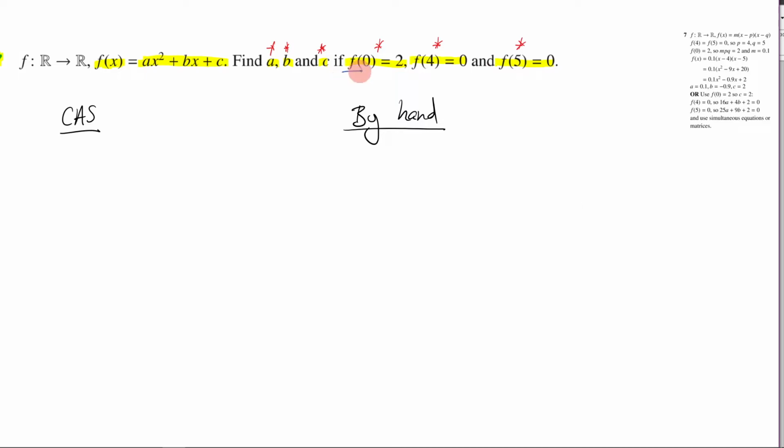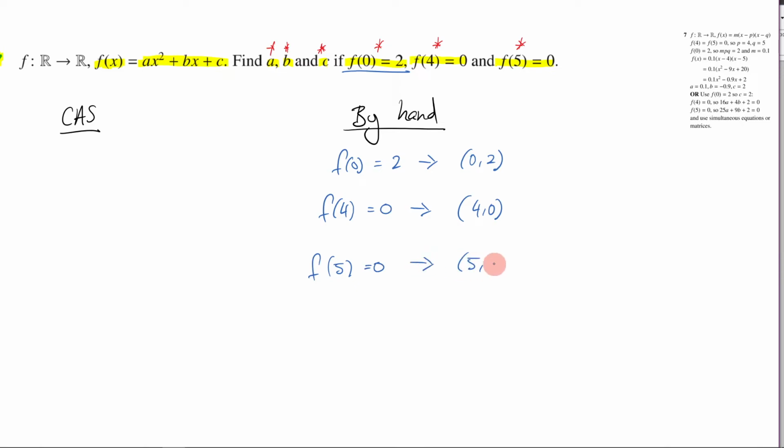So we've been told that f of 0 is equal to 2. Well, what is that? That's just the y-intercept because it's saying I've got 0 as an x and 2 as my y. If I've got f of 4 is equal to 0, that's the same as saying (4, 0). So it's an x-intercept. Then I've got f of 5 is equal to 0. That is also an x-intercept.